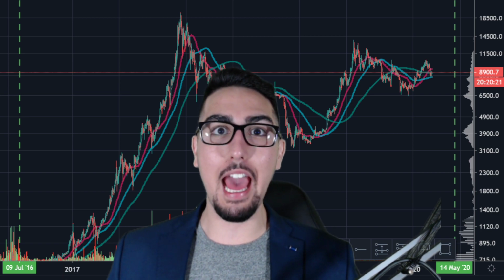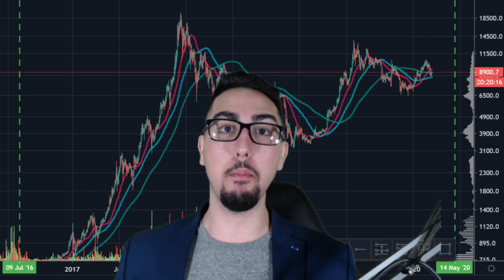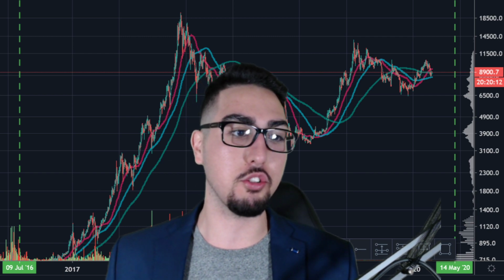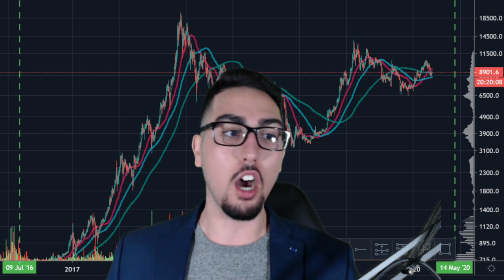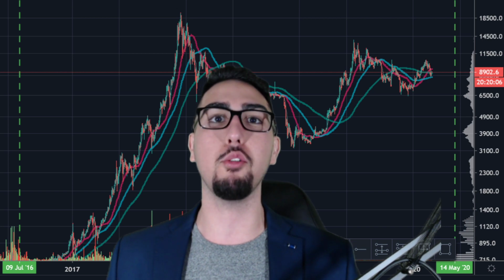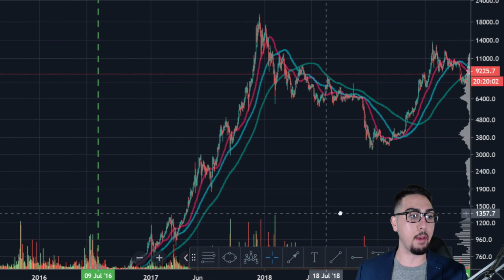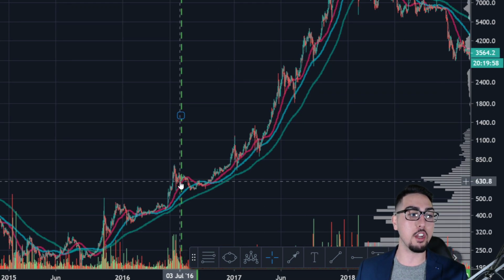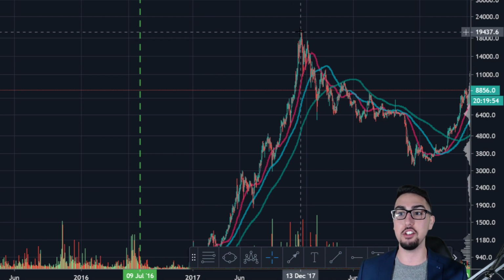Taking a look at Bitcoin's upcoming halving. Everyone is talking about Bitcoin's upcoming halving in May of 2020. It's set to start on May 14th of 2020, the big Bitcoin halving that everyone is talking about. Bitcoin's price, as you can see in the past, went from the last halving, from around 621 US dollars, all the way to the all-time high of 20,000 US dollars.